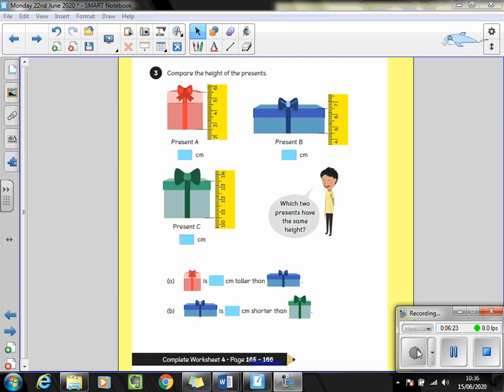The red present is how many centimetres taller than the blue present? And the blue present is how many centimetres shorter than the green?